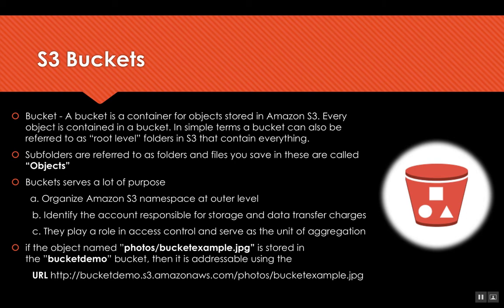If the object is named, for example, as photos/bucketexample.jpeg and is stored in the bucket named bucket demo. So now here, basically, you have your bucket demo as bucket name, photos as your subfolder inside the bucket, and bucket example as the object name. To access this, you can directly access it using the URL with your bucket name .s3.amazonaws.com/subfolder name/the object name.